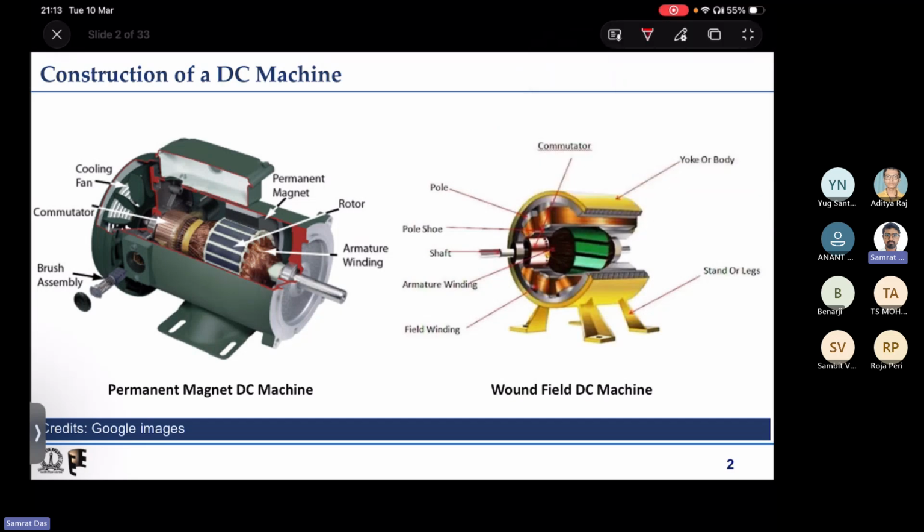So either we can have a field winding as shown here, this is the pole, and you can see the copper winding wound around it. That is the field winding, and we can realize the same by putting permanent magnets on the stator. Along with that, you will have other parts, like a rotor. You will have conductors. This is basically the rotor, whatever I am trying to indicate.